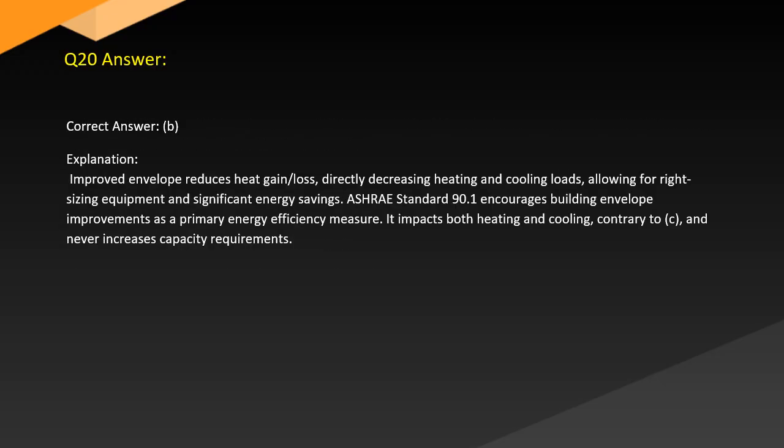Answer. Correct answer: B. Explanation. Improved envelope reduces heat gain and loss, directly decreasing heating and cooling loads, allowing for right-sizing equipment and significant energy savings. ASHRAE Standard 90.1 encourages building envelope improvements as a primary energy efficiency measure. It impacts both heating and cooling, contrary to C, and never increases capacity requirements.